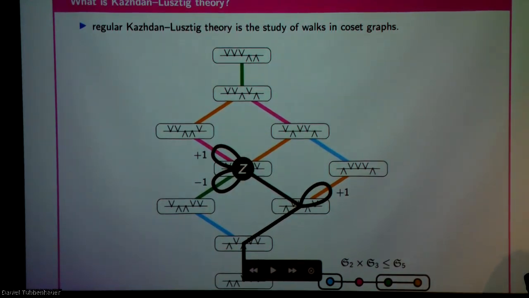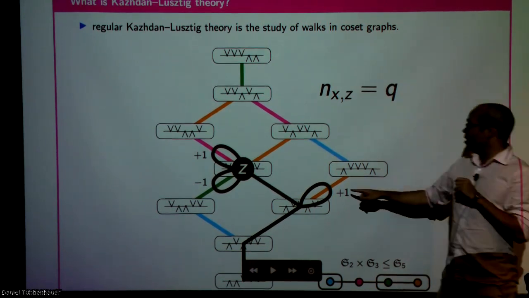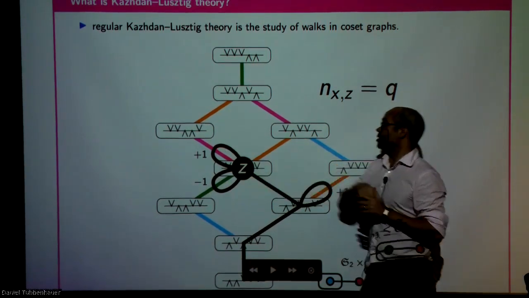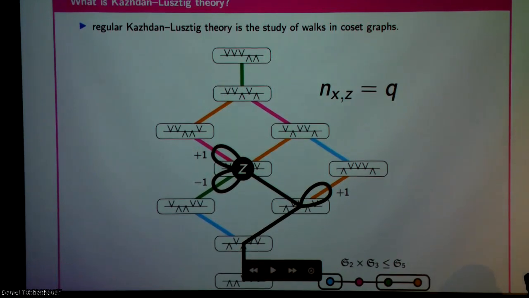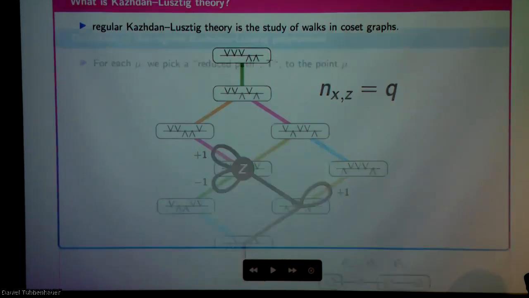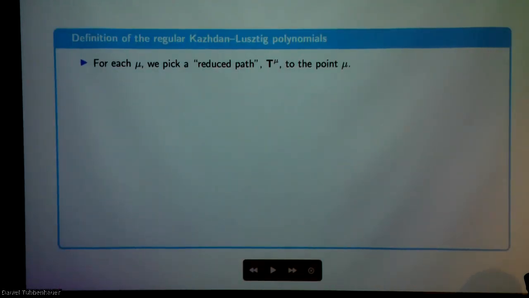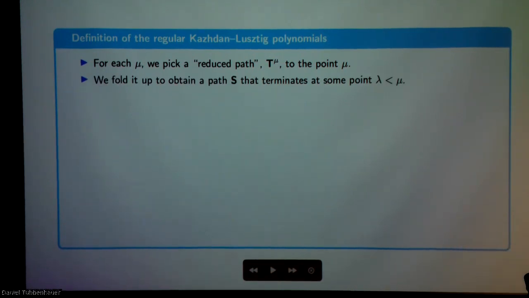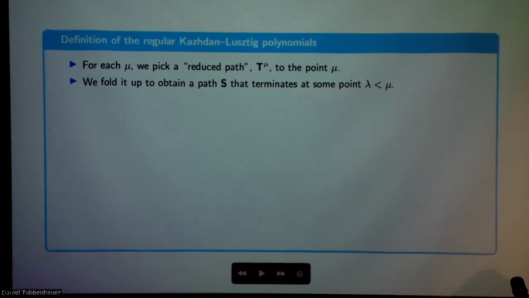And so this actually tells you that this categorification polynomial is q. Why? Because it's q to the 1 plus 1 minus 1, which is q to the 1. Okay. So we just calculated a categorification polynomial, huzzah. But I cheated a little bit, so let me tell you how I cheated. What we did on the previous slide was we picked a reduced path to that point at the very top, and then we folded it up so that it terminated at some point lower in the graph.